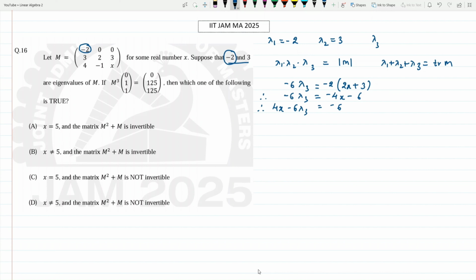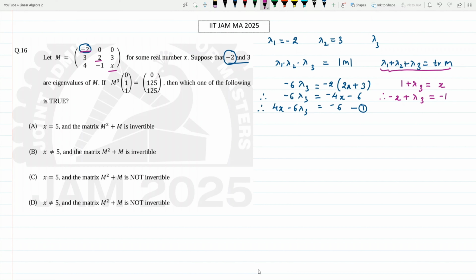Now since there are 2 unknowns involved, we expect to get another equation and solve it simultaneously. So let me mark this as equation number 1. To find the other equation, we are going to use the sum property of the eigenvalues, and thus we get that the sum, which is minus 2 plus 3, that is 1, plus lambda 3, should be equal to the trace, that is negative 2 plus x, which is x. And from here we get that negative x plus lambda 3 is equal to negative 1.